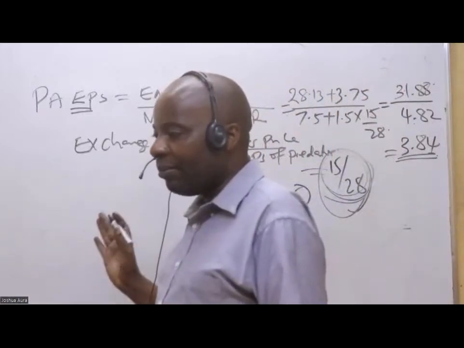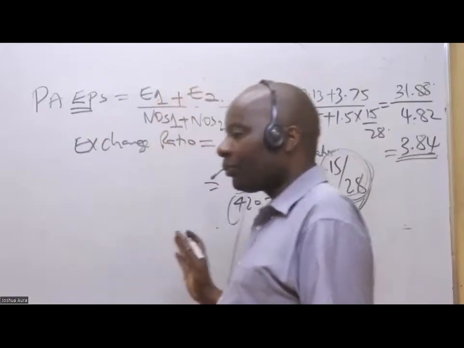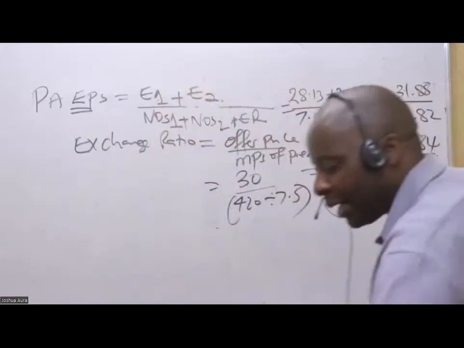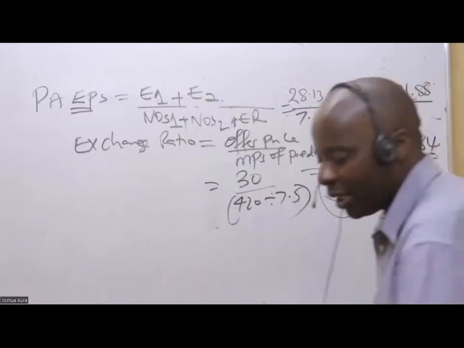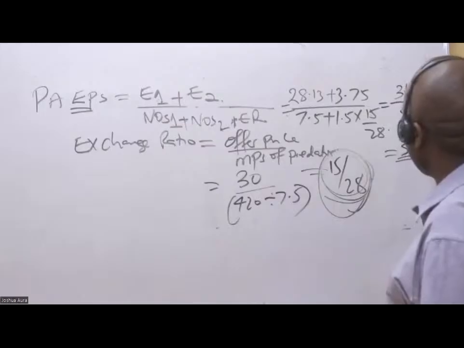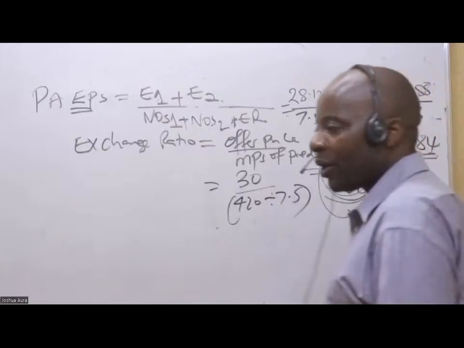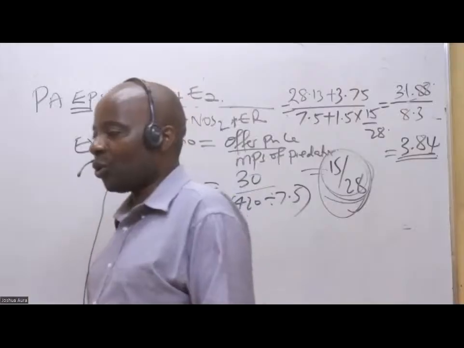So the denominator, I'm being told here, is supposed to be 8.3. The denominator is supposed to be 8.3 like that. So then the final answer is supposed to be equal to who?